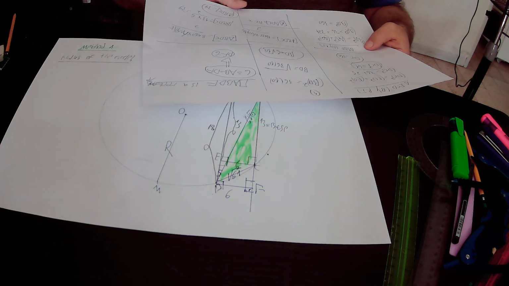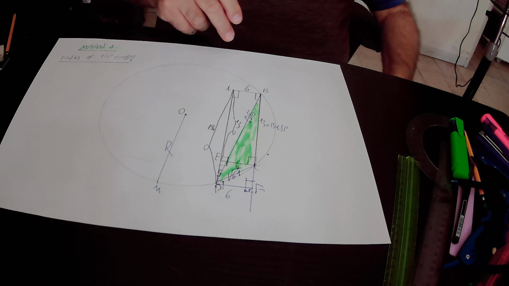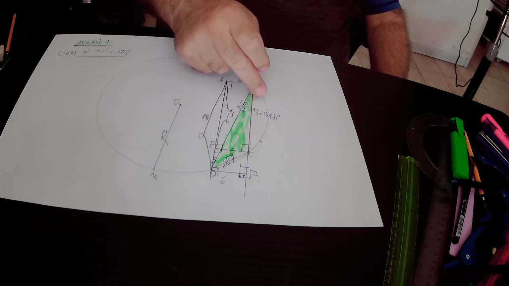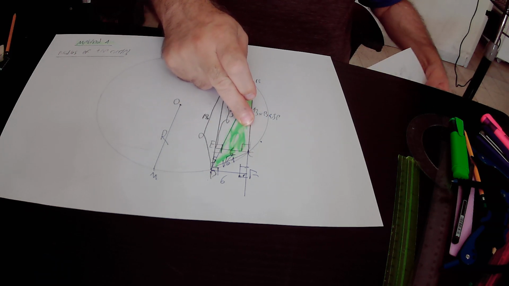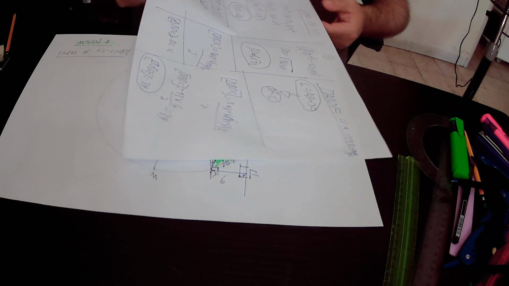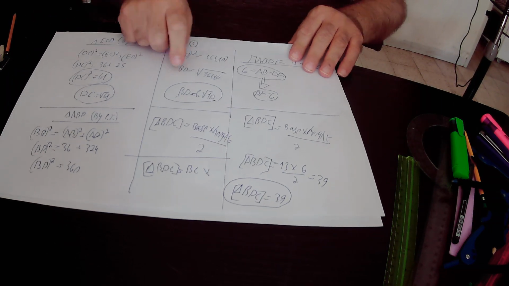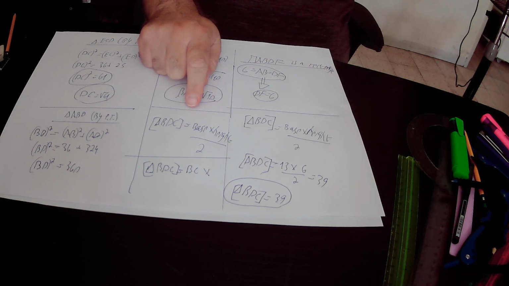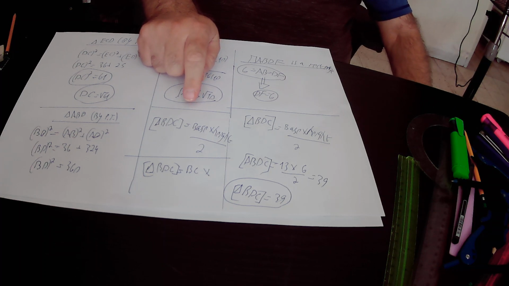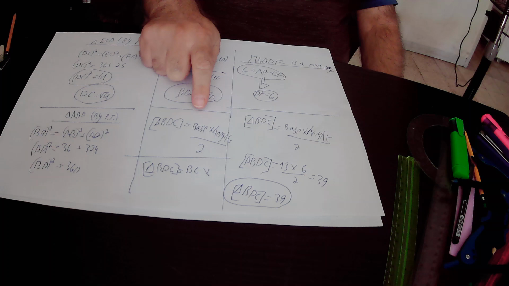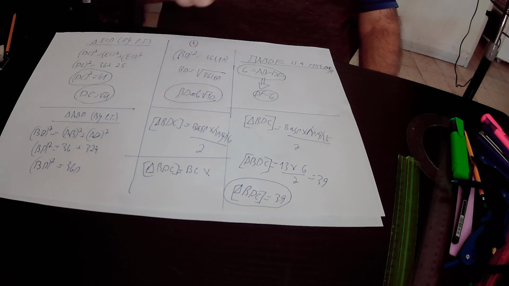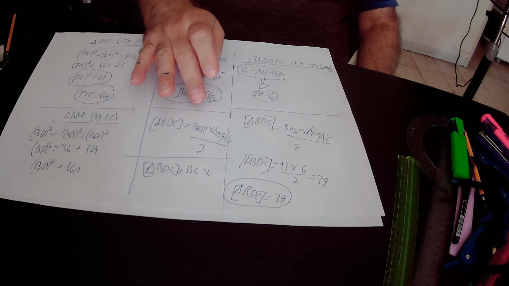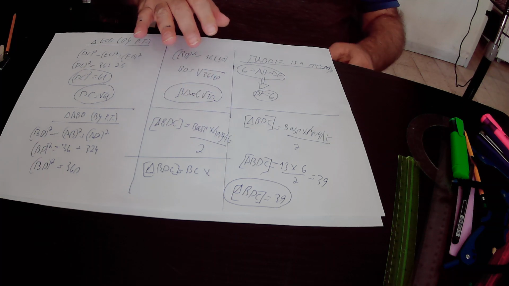And then we found the area of the green triangle BDC. The area of any triangle, and the special triangle BDC, equals the base of the triangle times the height to the base over 2. I will emphasize that the height to the base must create 90 degrees with the base.